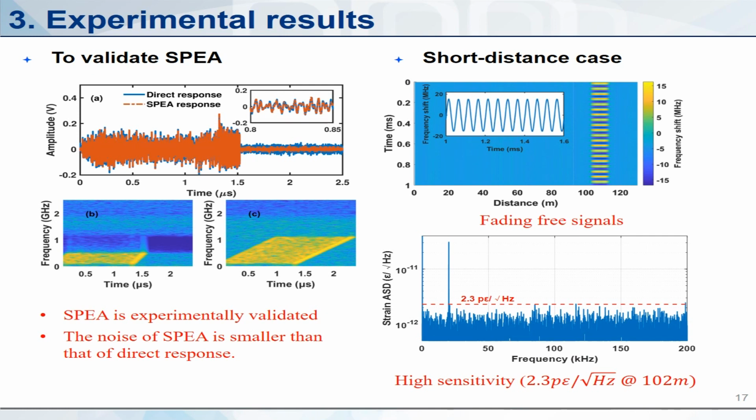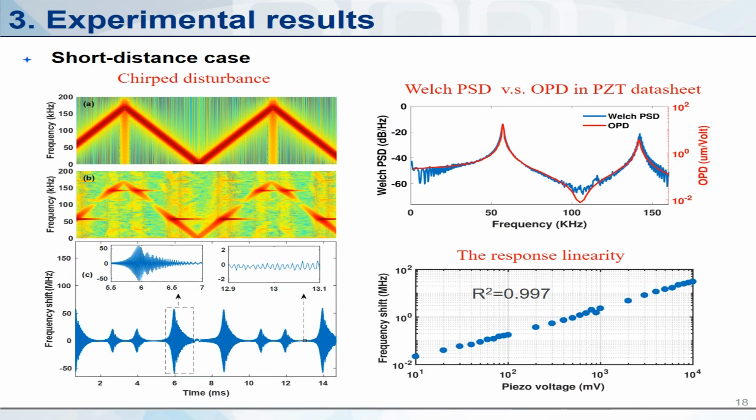And in the short distance case, by looking at the non-disturbed area, we can see that the operation is fading-free. And the sensitivity is calculated based on the noise floor of the strain amplitude spectral density, which is about 2.3 picostrain per square root hertz. We apply a chirp disturbance to the PZT, and we can see that the demodulated disturbance matches the excitation signal very well, and the main discordance comes from the resonance of the PZT.